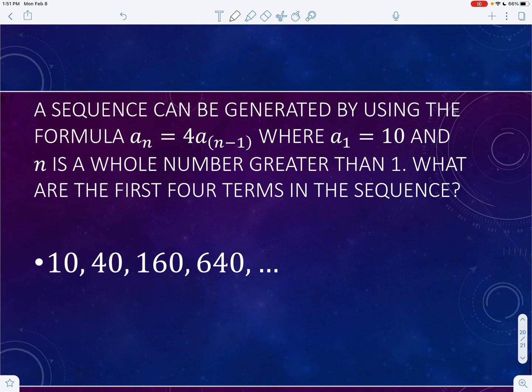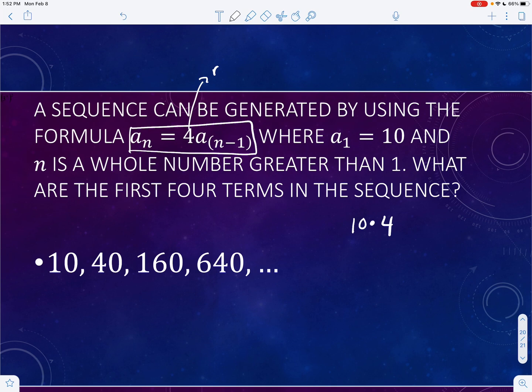All right, the next problem says a sequence can be generated by using the formula a sub n is equal to 4 times a sub n minus 1, where a1 is equal to 10 and n is a whole number greater than 1. What are the first 4 terms in this sequence? Well, first off, a sub n equals 4 times a sub n minus 1 is the recursive form, basically like our now next, how we go from one term to the next. So if we start out with a1 being 10, to go to the next, we need to be multiplying it by 4. How do we know that? Because 4 is our common ratio.